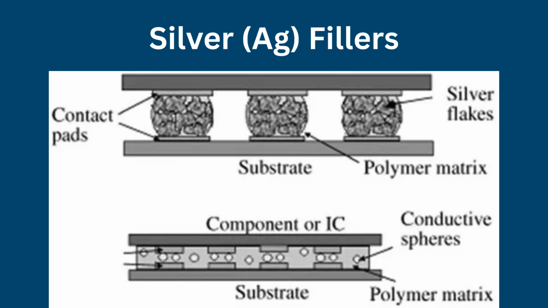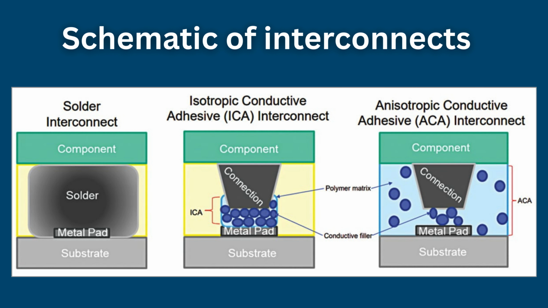Silver has an advantage because the oxide layer formed on its surface remains electrically conductive. Silver-filled ECAs are widely used as alternatives to solder in electronic packaging technologies such as surface mount technology, SMT, chip-scale packages, CSP, and ball grid arrays, BGA. Electrical resistance in adhesives containing silver flakes arises primarily from the tunneling effect between neighboring particles. When the separation distance between particles is extremely small, electrons can tunnel through the insulating barrier, allowing current to pass.